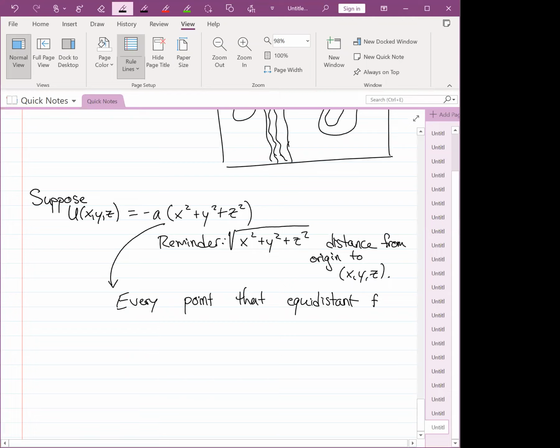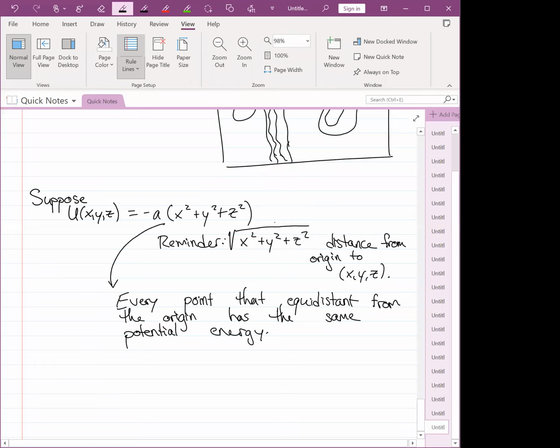Right, so every point that is equidistant from the origin has the same potential energy. Because if it's equidistant from the origin, then it has the same x squared plus y squared plus z squared value, and the potential energy is just proportional to x squared plus y squared plus z squared. So it'll give you the same potential energy.